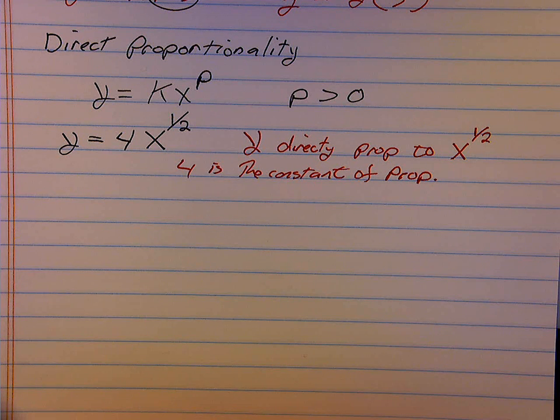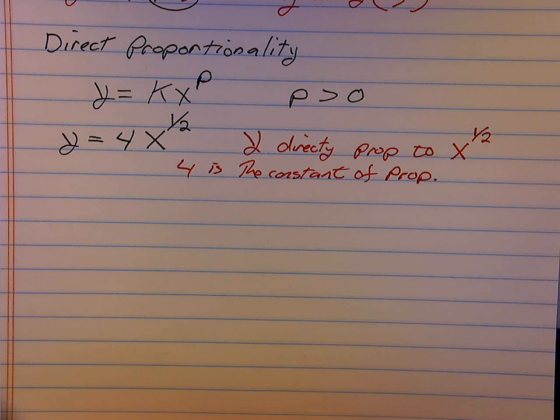Sometimes when we're talking about direct proportionality, we also use the term that the y value varies directly with x to the 1/2. So two different ways I can say it. Y is directly proportional to x to the 1/2, or y varies directly with x to the 1/2.